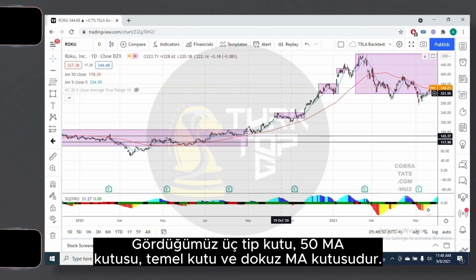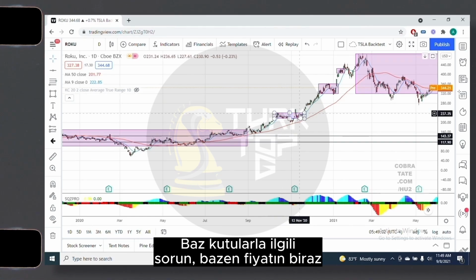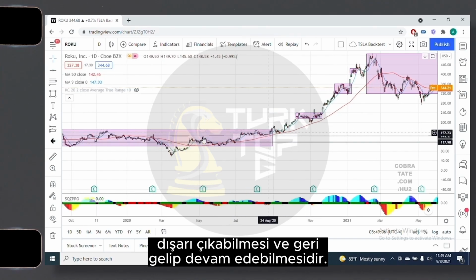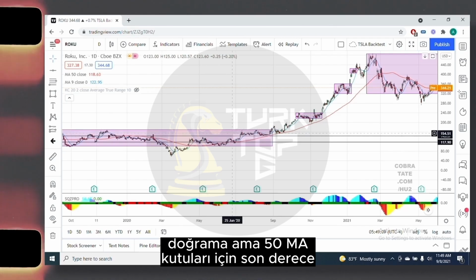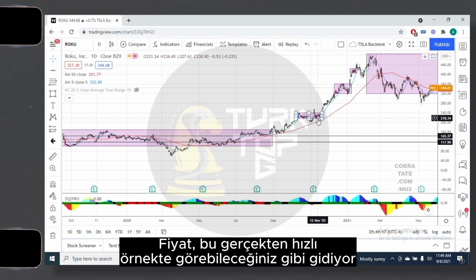So the three types of box we saw are the 50 MA box, the base box, and the 9 MA box. The most reliable ones in the breakout scenario are the 50 MA box. The problem with base boxes is sometimes the price can go out for a little bit, come back and keep chopping. But for 50 MA boxes, the first 50 MA box after a breakout, that's extremely reliable. The price just goes, as you can see in this Roku example.